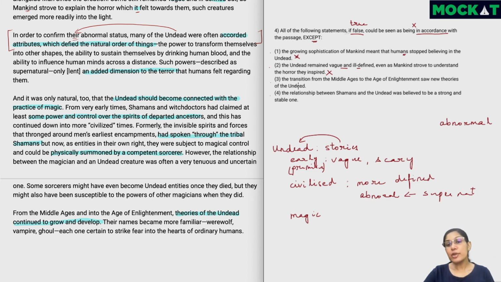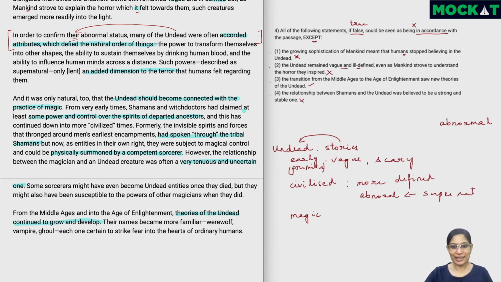The transition from the Middle Ages to the Age of Enlightenment saw new theories of the undead. Now this is something which is actually in line with the passage. So this potentially can be the answer. Let's hold the option and look at option 4 first, and then we'll come back and convert it to false. The relationship between shamans and the undead was believed to be a strong and stable one. This is also something which is not in accordance with the passage in the current form, because we know that the relationship was quite tenuous and uncertain. Again, even if you don't know the meaning of tenuous, uncertain itself is sufficient to see that strong and stable is not actually correct.